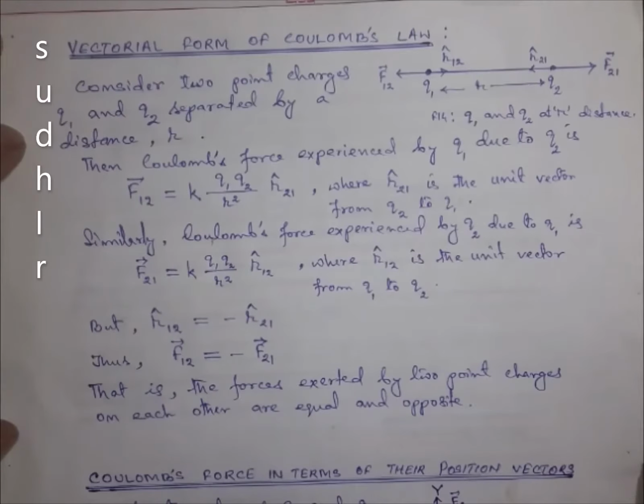In the previous video, we learned about electric charges and their properties, and also the scalar form of Coulomb's law. In today's video, we will learn more about the vectorial form of Coulomb's law. In some books, you will find this also called the vector form of Coulomb's law.